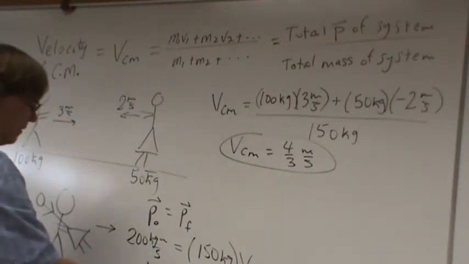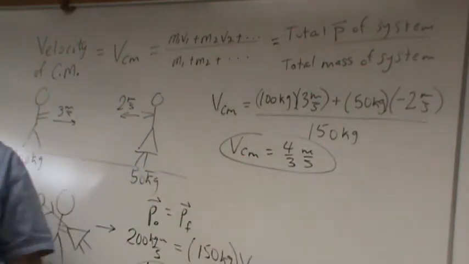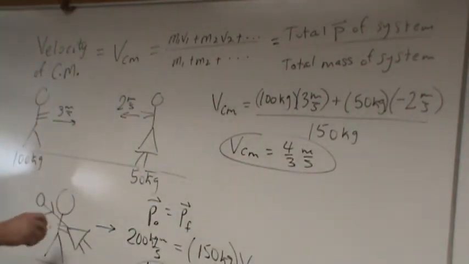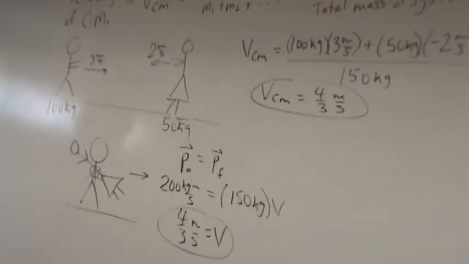Why would that make sense? Why would it make sense that when the two of them slam into each other and embrace each other, they would be going off at the speed of 4/3 meters per second? Well, what was the speed of the center of mass before they slammed into each other? 4/3 meters per second. Where's the center of mass now? Well, right there, because they're embracing each other as close as two human beings can possibly embrace. Thank you, Noel. That's right.